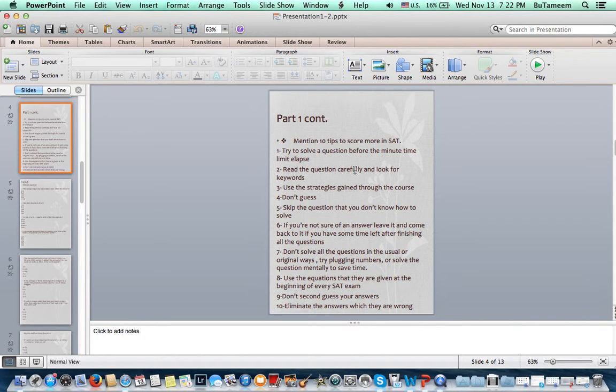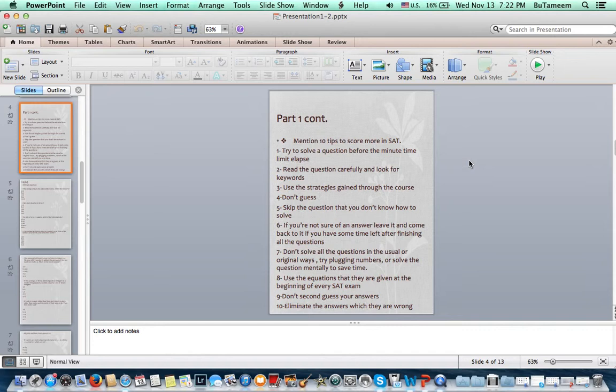There are some tips that I'm going to mention to get a high mark in the SAT exam. First of all, try to solve the question before the 1 minute time limit elapses. What does that mean? Limit a time for yourself for each question that you're going to solve, because the SAT exam is all about time management, and it is a time-consuming exam and you have to manage it perfectly.